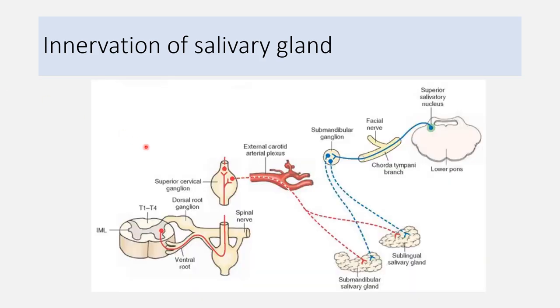Sympathetic supply to salivary glands is from the T1 and T2 segments of the spinal cord, and from there preganglionic fibers end in the superior cervical ganglion. From there, postganglionic fibers innervate the submandibular and sublingual salivary glands.